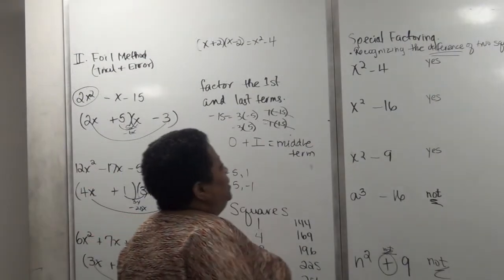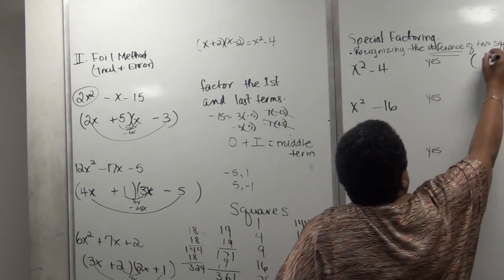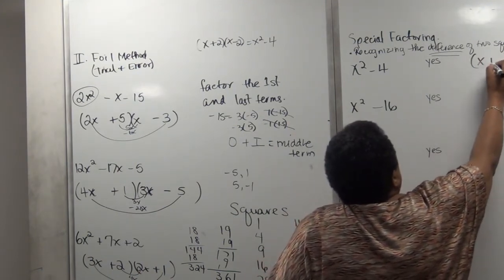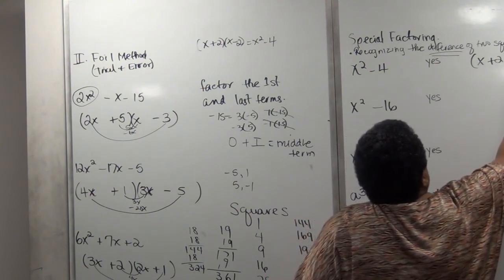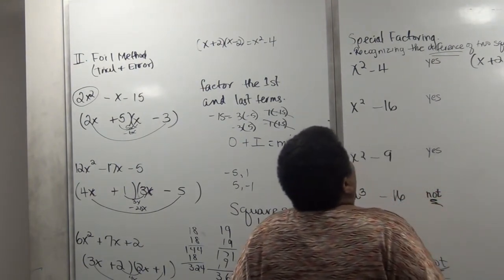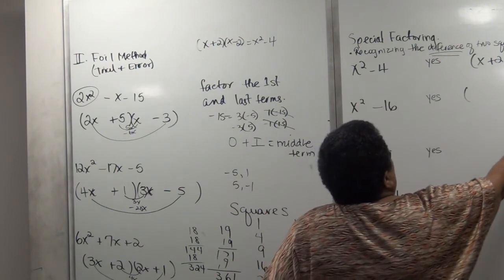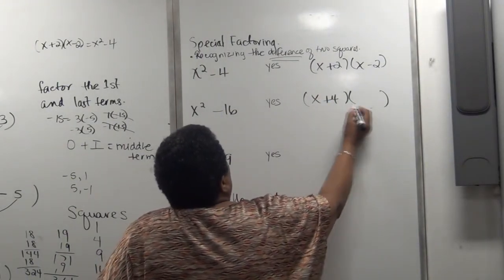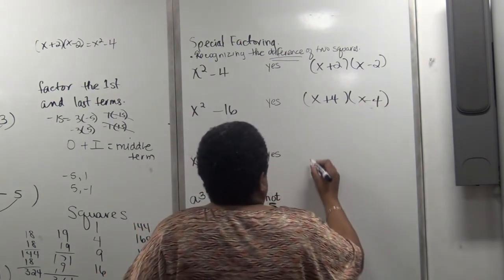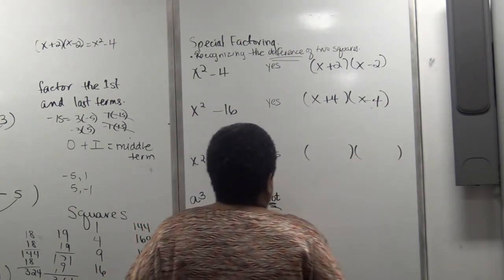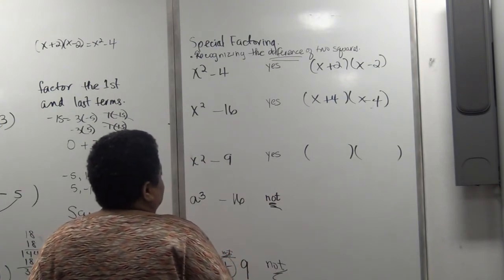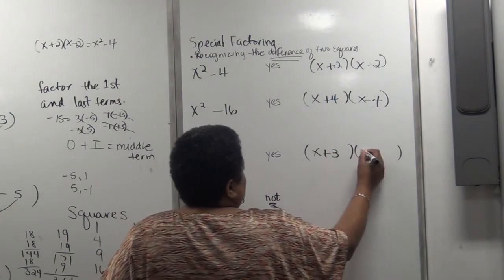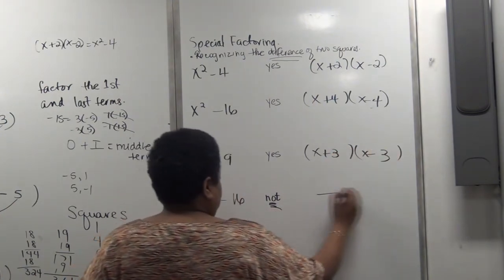So how do we factor? This is a yes. So this is going to be... okay. What about this one? So this is a yes. What's this going to be? x plus 4, x minus 4. Okay. This is another yes. So what's that going to be? x plus 3. Okay, these two are nots.